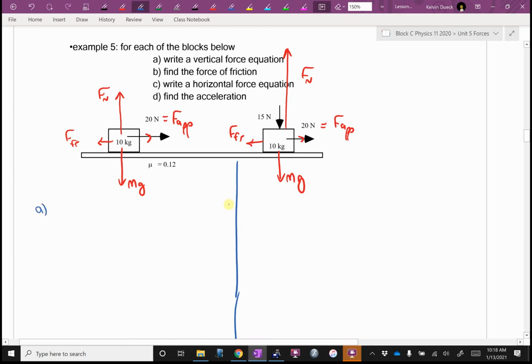Part A. Adam, part A says, write a vertical force equation. Are we sinking to the ground like quicksand? Are we flying off like Superman? Then everything down equals everything up. What's everything down in my free body diagram? There's only one arrow pointing down. Don't overcomplicate it. mg equals everything up. What's the only arrow pointing up? There's my vertical force equation.